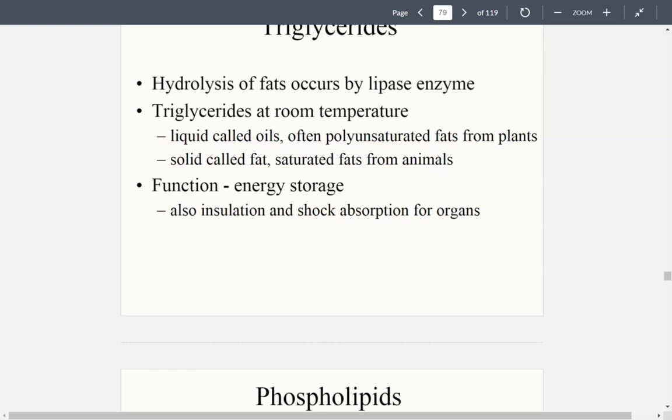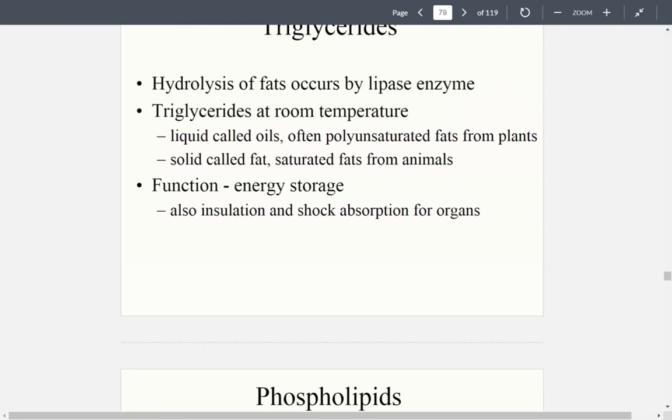So liquid oils, polyunsaturated from plants. Think of your canola oil, olive oil, avocado oil. Solid from saturated fats from animals, butter. And again, what is its function? Energy storage. Fatty acids are fantastic for storing energy, but while they're storing energy, they also act as a fantastic insulator and shock absorber for the organs.